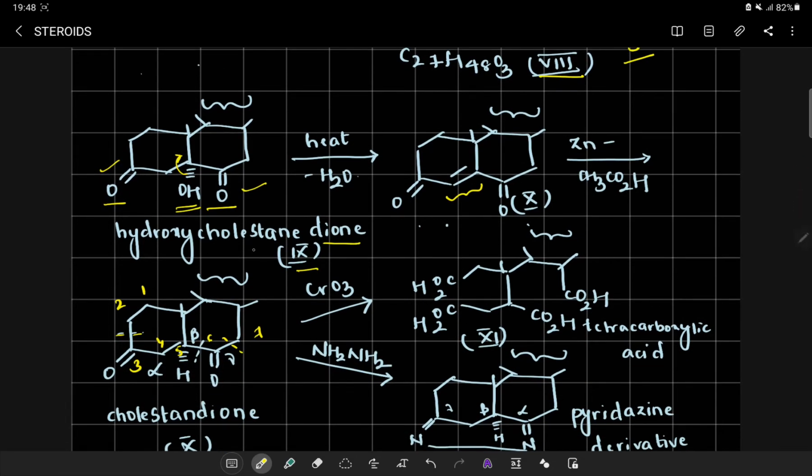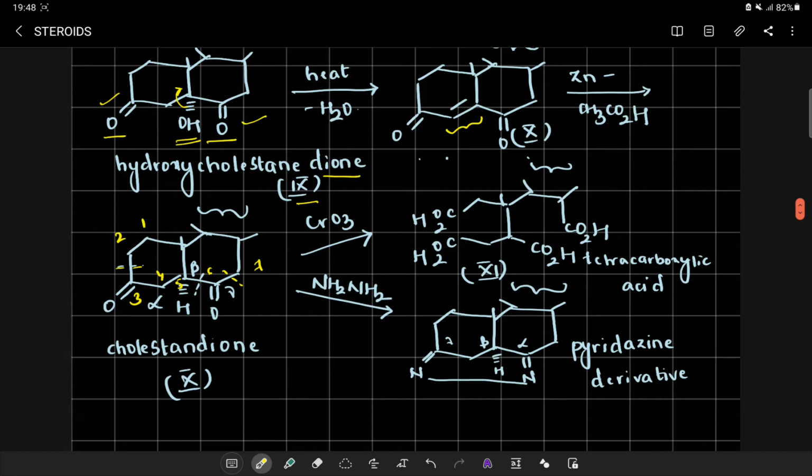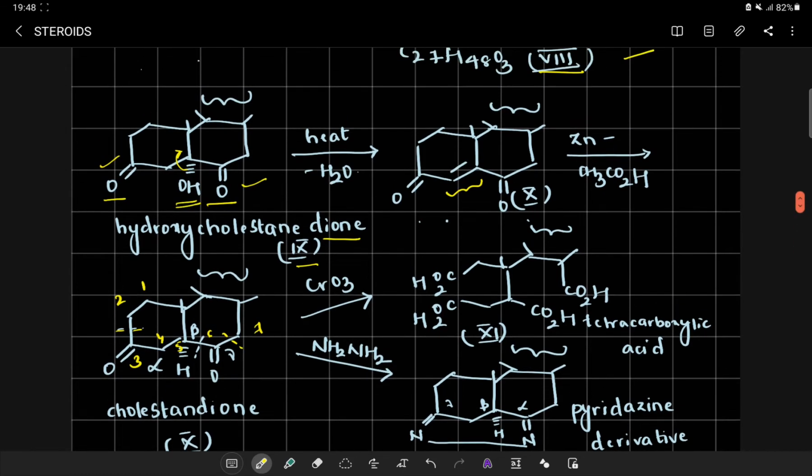Now this particular cholesterol dione upon oxidation to 10, what is going to happen is first it is going to heat and then there is a loss of a water molecule to introduce a double bond. Further, there can be again oxidation with the help of chromium oxide. But before that, what is happening here is after the treatment with heat, loss of the molecule of water and zinc in acetic acid, there is a loss of the double bond, that is, the double bond gets reduced.